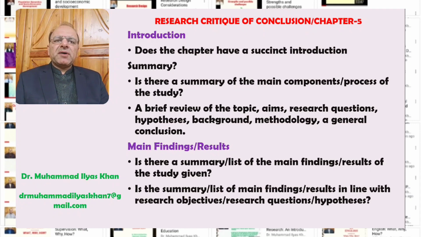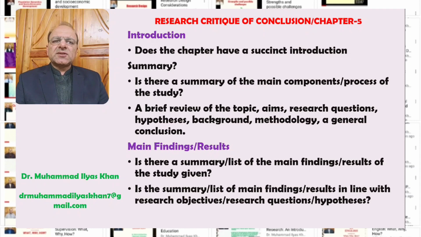Then the main findings and results. So generally, it is expected that in a good quality research thesis, there is a summary of findings towards the end in qualitative studies, and if they are quantitative or experimental studies, generally they are termed as results. So the question that the critic will ask at this stage is: is there a summary or list of the main findings or results of the study available at the end in this chapter?